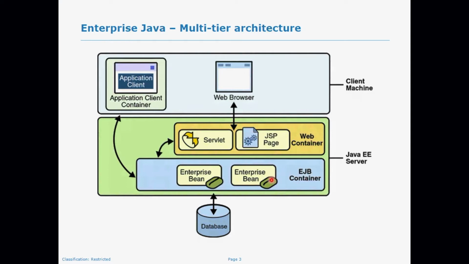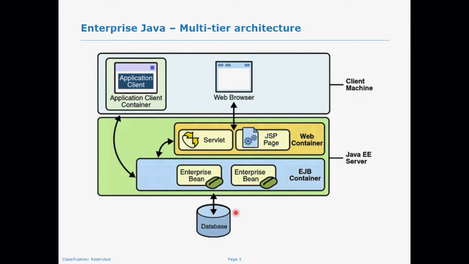The EJB container over here also requires an application server for hosting it, so this is also part of the application server. Now, in some cases, you may have your Servlets and JSP, which is your presentation tier logic, also hosted on the application server itself. It's also called the Java Enterprise Edition server, the Java EE server.